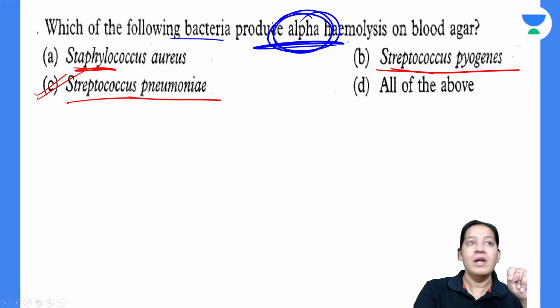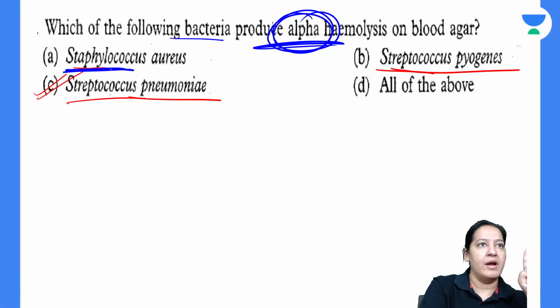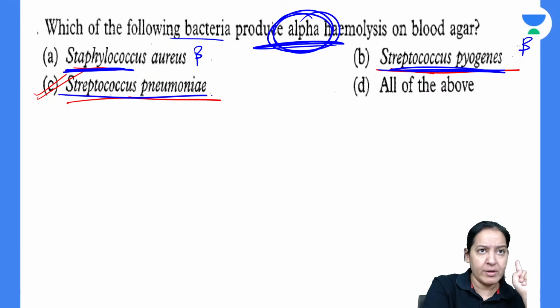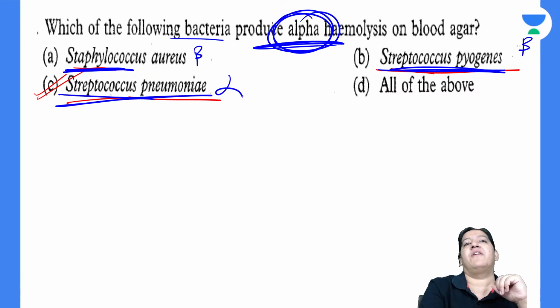I'm asking alpha. So Staphylococcus never shows alpha. It always shows beta, right? Now Streptococcus can show alpha also, beta also, gamma also. But Streptococcus pyogenes shows beta. Streptococcus pneumoniae along with viridans shows alpha. So the correct answer is D. You got my point? So it is not all of the above. The correct answer is D.